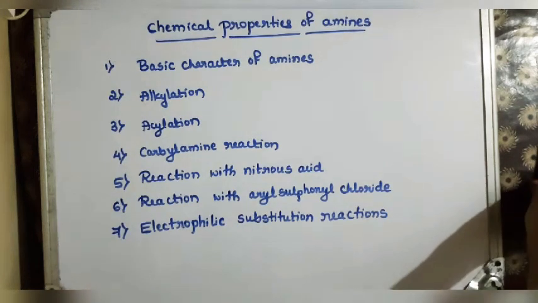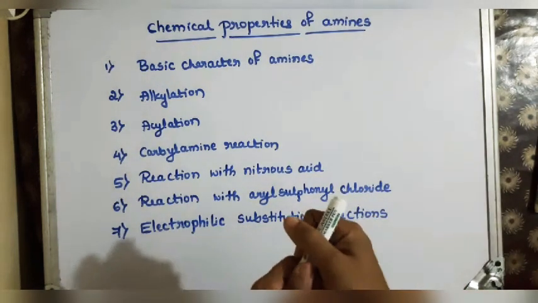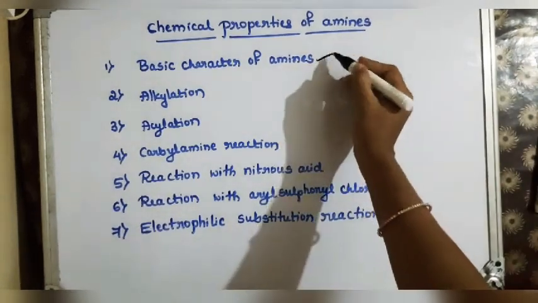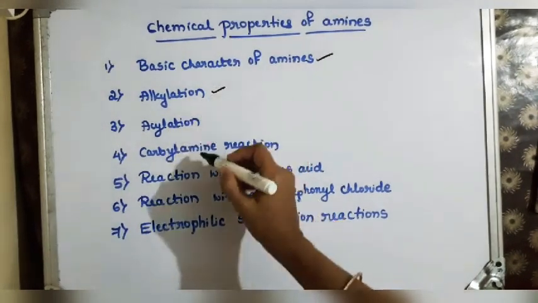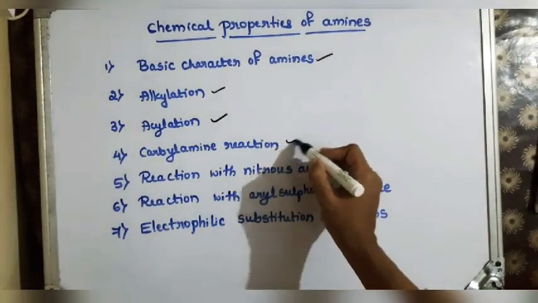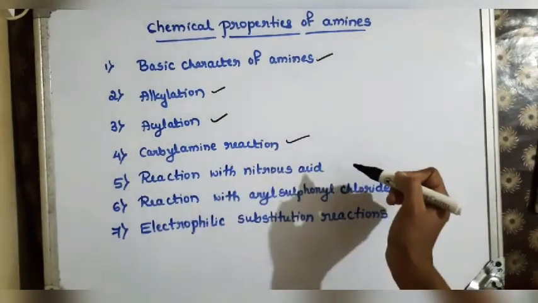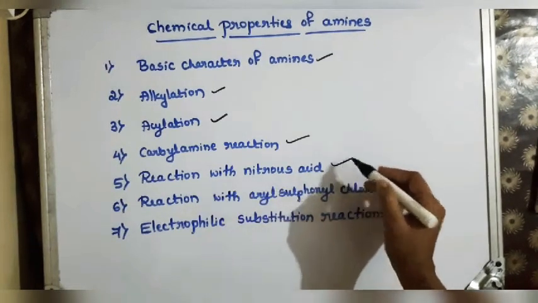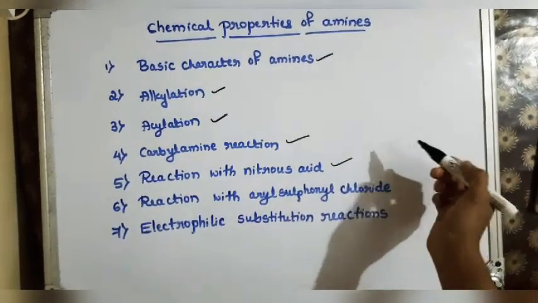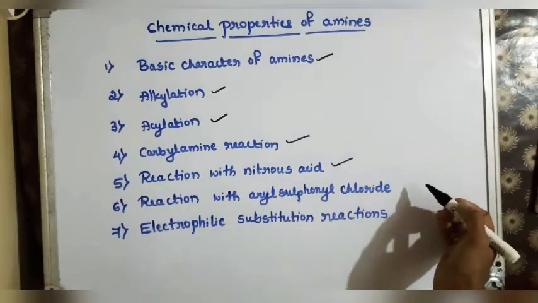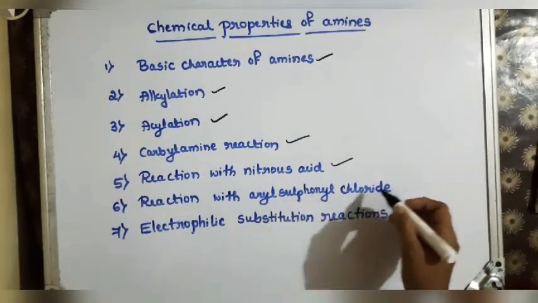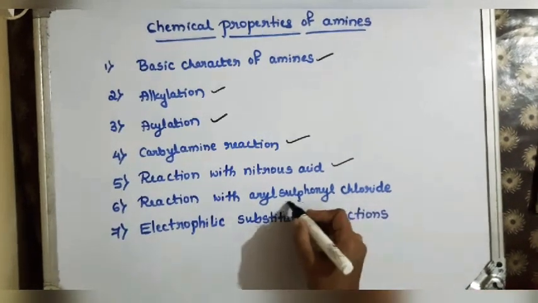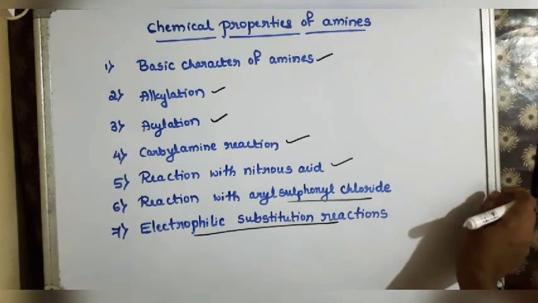Good morning students. In the previous video lecture on amines, we have studied some of the chemical properties of amines. They are basic character of amines. We have studied about alkylation, acylation, carbylamine reaction, which is a distinguishing test for primary amines. Then you have studied the reaction with nitrous acid, that is nothing but diazotization reaction. Now in today's video, we will discuss the remaining reactions, they are reaction with aryl sulfonyl chloride and electrophilic substitution reactions.